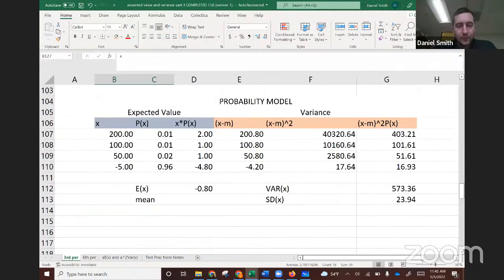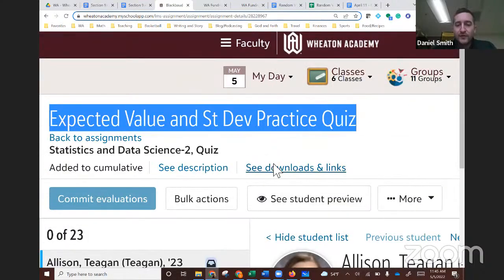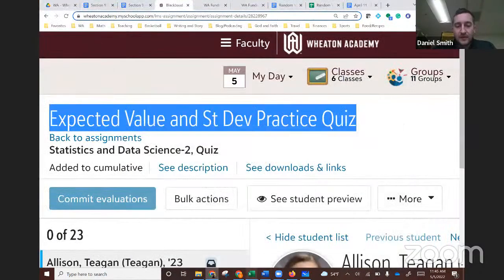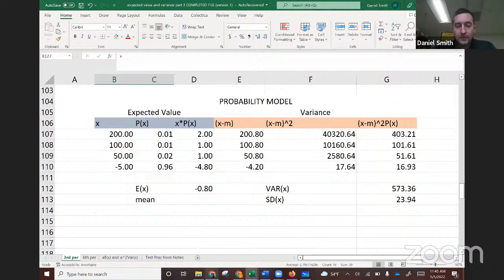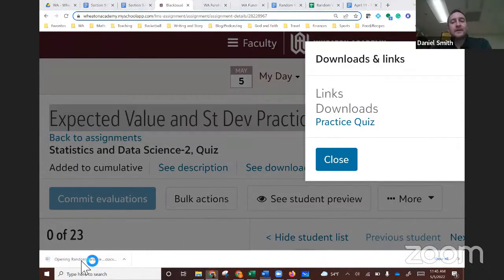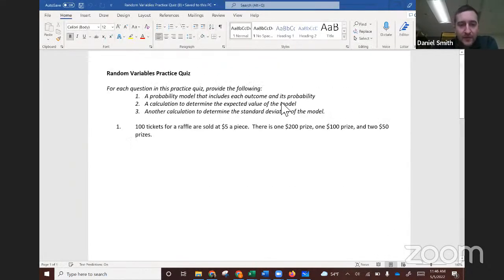But what I do need is, when I go here to the expected value and standard deviation practice quiz, there's still quite a few of us who haven't submitted it yet. Let's load this up. This is the practice quiz. Because I think some of you might just realize that you haven't submitted it, but you're done.